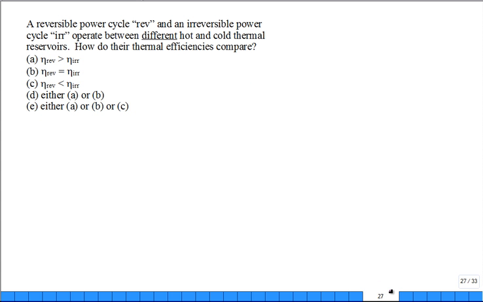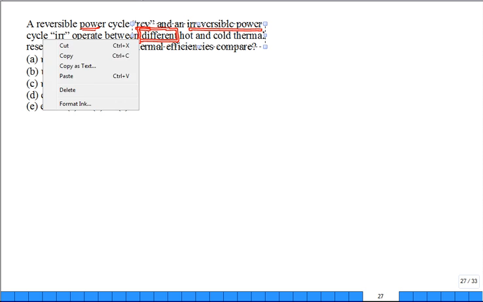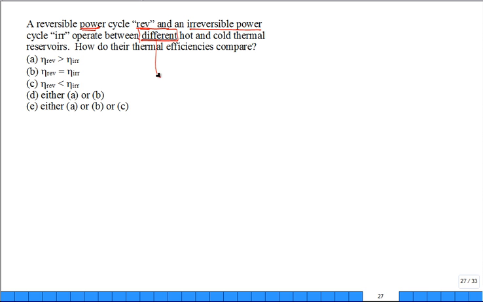A reversible power cycle, so again we're staying with power cycle, and an irreversible power cycle operate between different hot and cold thermal reservoirs. Change that word. Last time that word was the same. How do their thermal efficiencies compare? And don't call it out, because I'm going to de-mic and walk around, and you just write it down individually, A, B, C, D, or E.